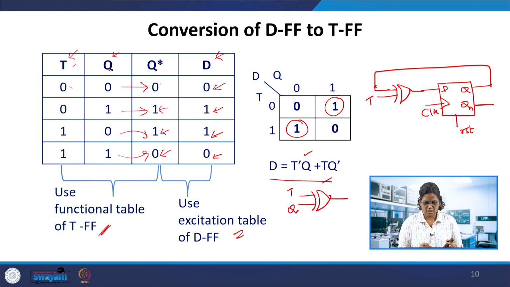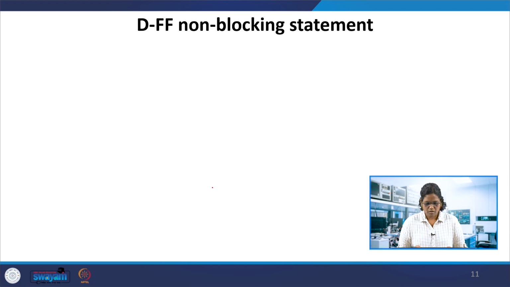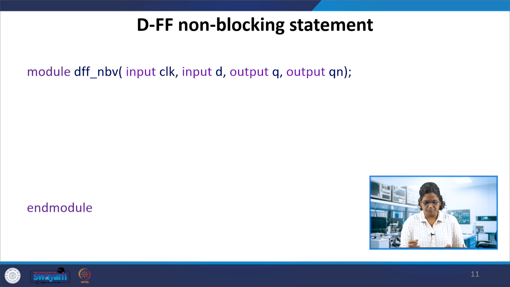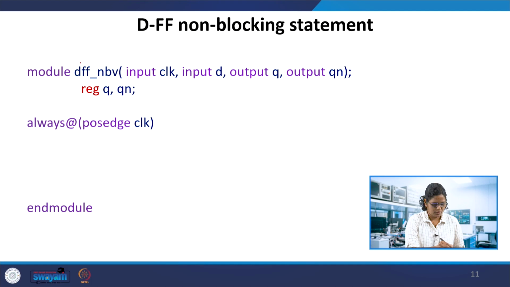You can similarly convert any flip-flop, T to D or SR to D or JK to D and so on. That's possible using the functional and excitation tables in this manner. So let's have this D flip-flop with a non-blocking statement also, and then we'll move on to the simulation. So module, we have this D flip-flop with a non-blocking statement.